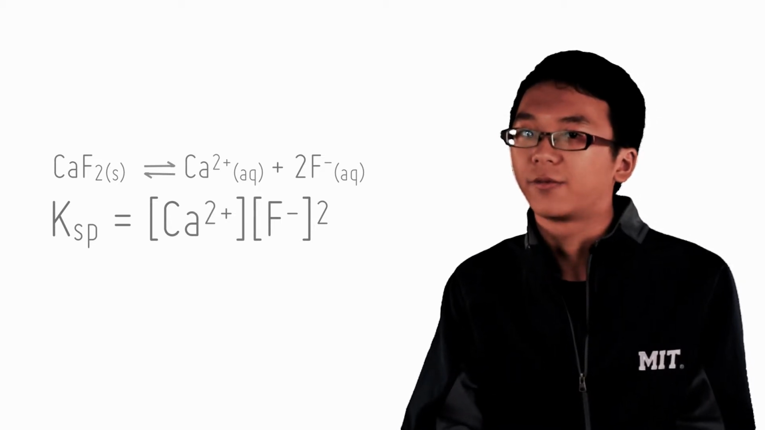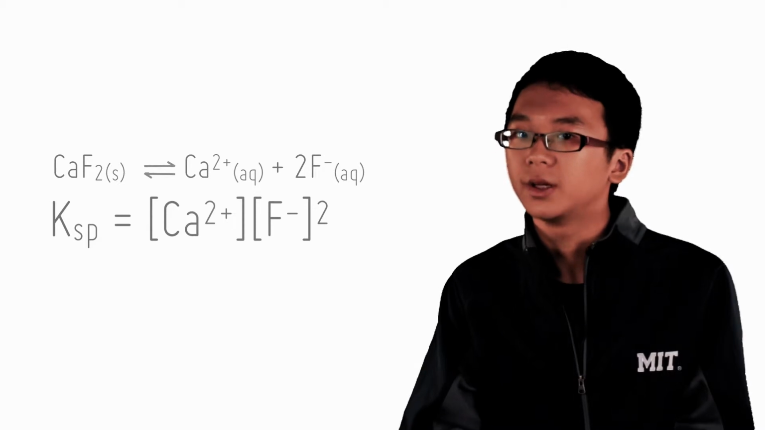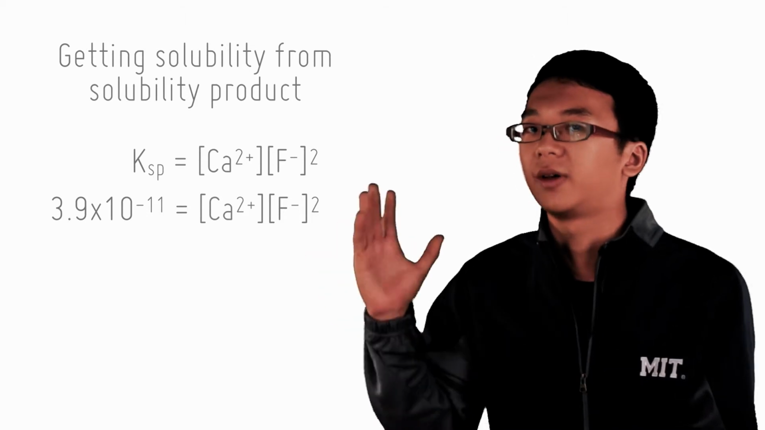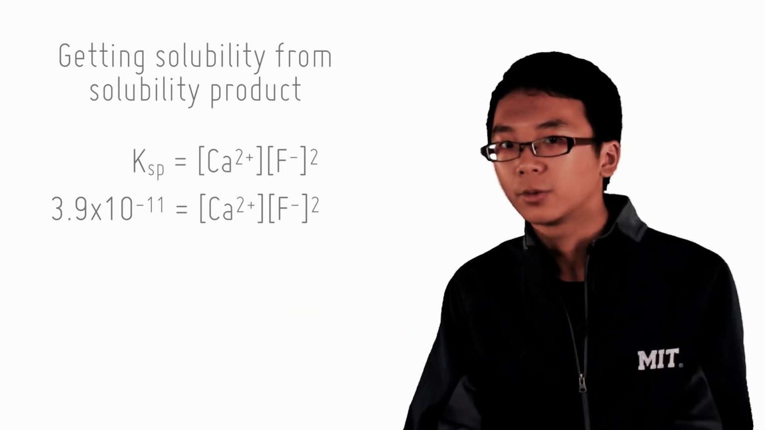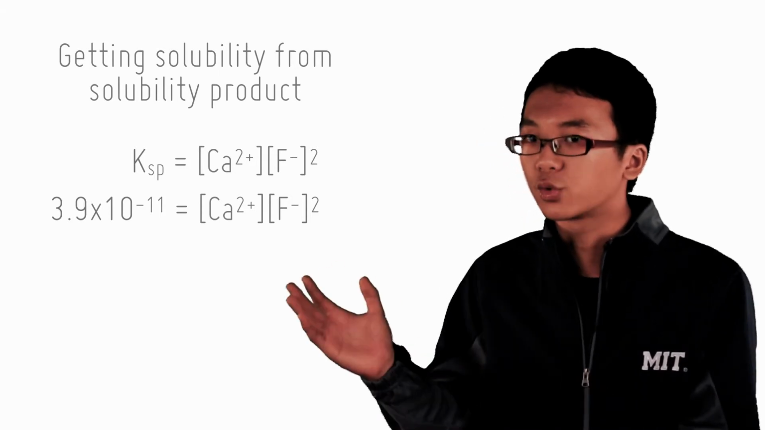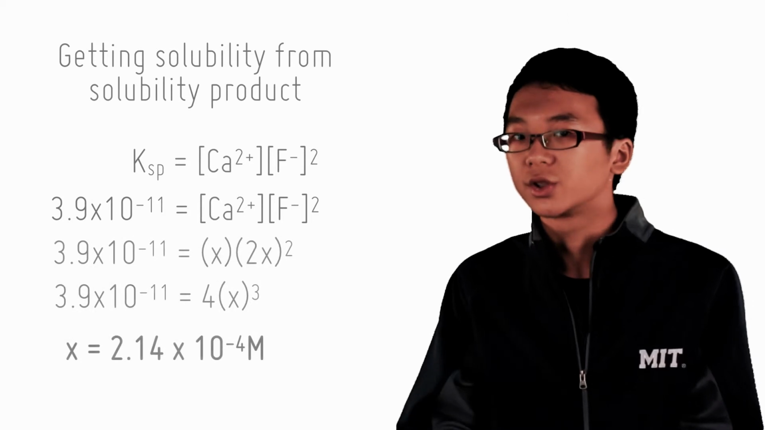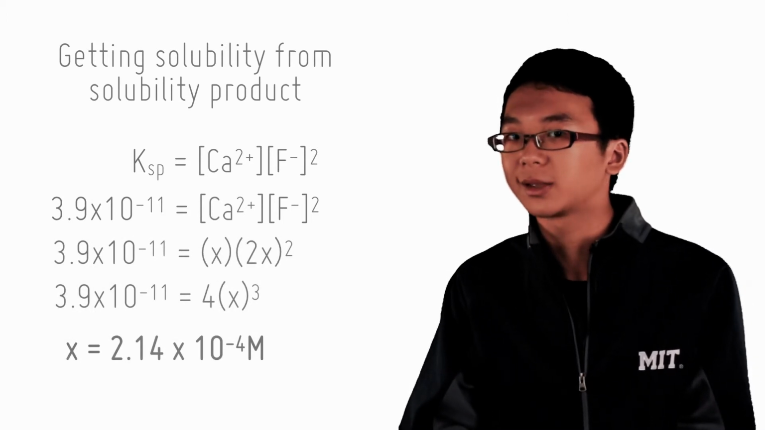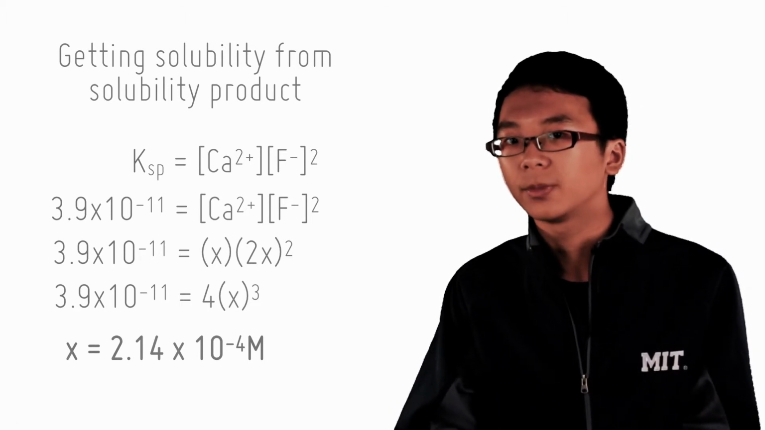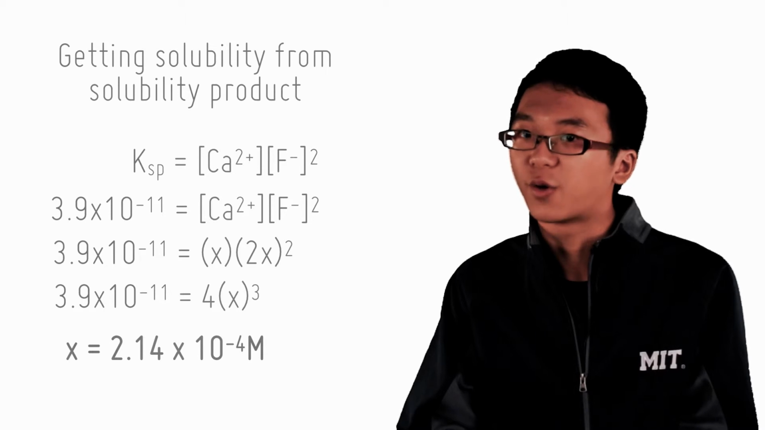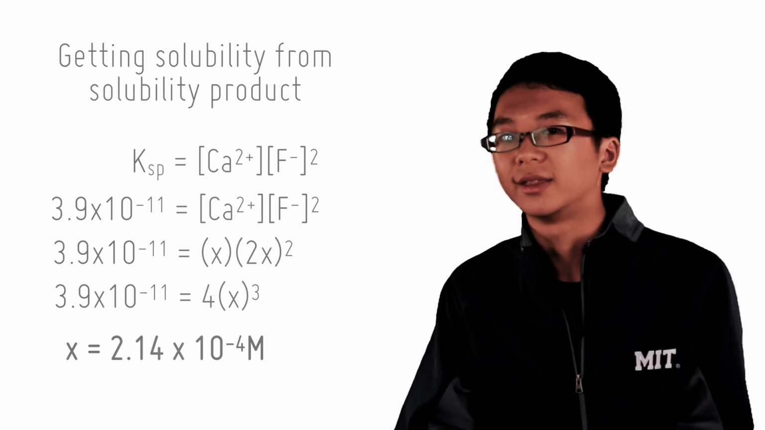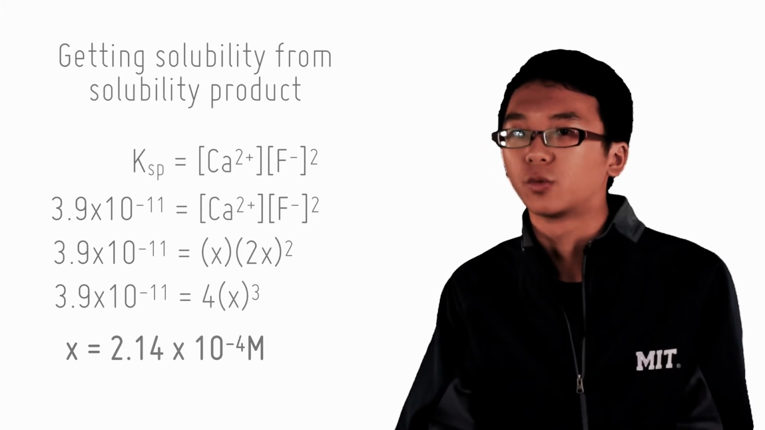How do we get the solubility from the solubility product though? Say we know that the KSP for calcium fluoride is 3.9 times 10 to the power of negative 11 at 25 degrees Celsius. We don't know how much Ca2+ or F- there is going to be. Let us use the unknown x to represent the concentration of Ca2+. Stoichiometrically, the concentration of F- must be twice that of Ca2+, so 2x on the other side. So multiplying together, we get 4x cubed, which we can then solve for x, giving us 2.14 times 10 to the power of negative 4 molar. And this is x, the concentration of Ca2+.